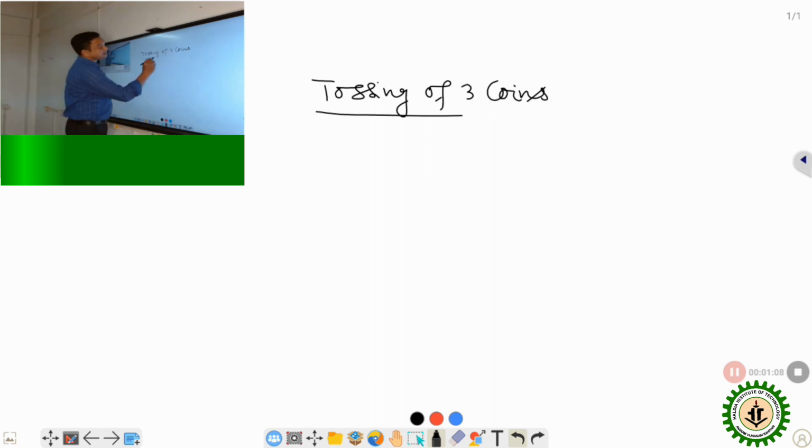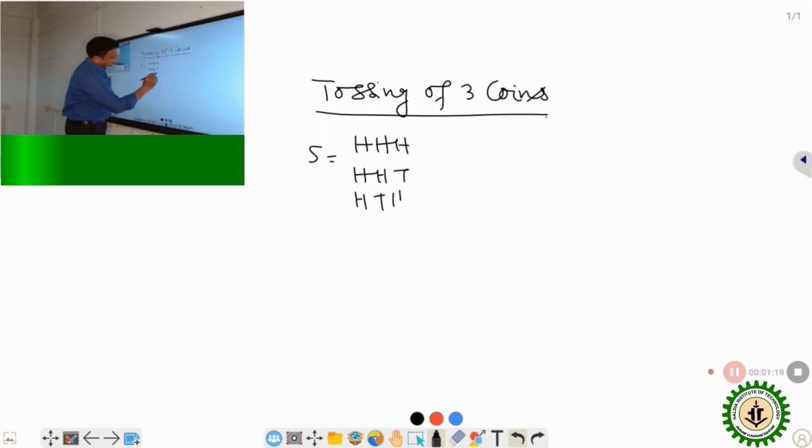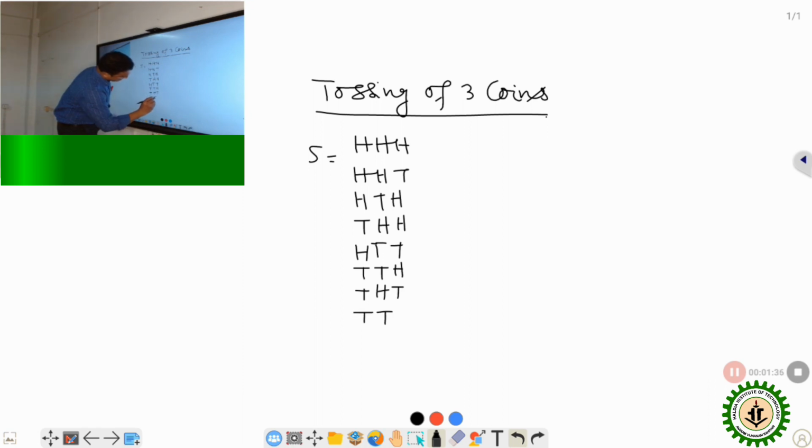Now, its sample space, capital S, contains triple H, HHT, HTH, THH, HTT, TTH, THT and TTT. This is the total number of sample points contained by the sample space of tossing of 3 coins.